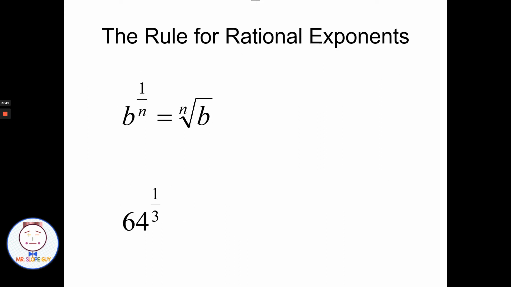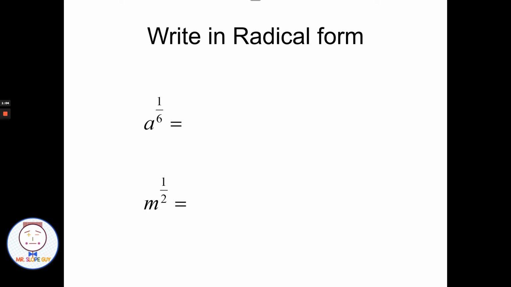So b to the 1/nth, that n, the denominator, is the root. So 64 to the 1/3 is just asking for the cube root of 64, and we could probably do that one in our head. We can guess around with some 2's and 4's and come up with 4 times 4 times 4 would be 64, or you could use your calculator: the cube root of 64 is 4.